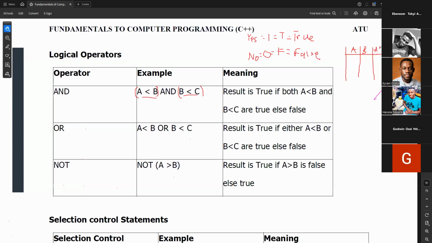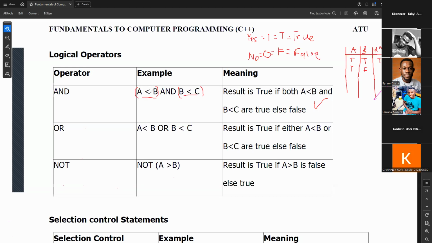So A and B, what would that give us? If A is true and B is also true, then A and B is true. True, from the meaning we have here. If A is true and B is false, the explanation we have here is saying that both.